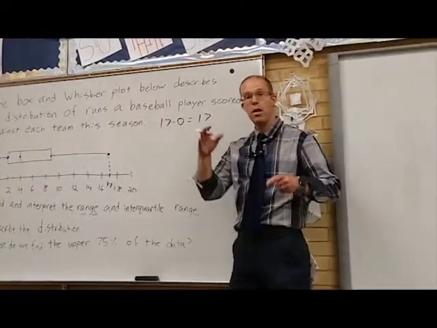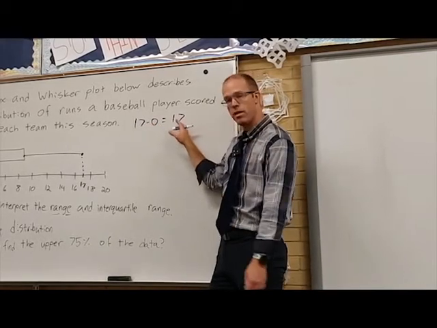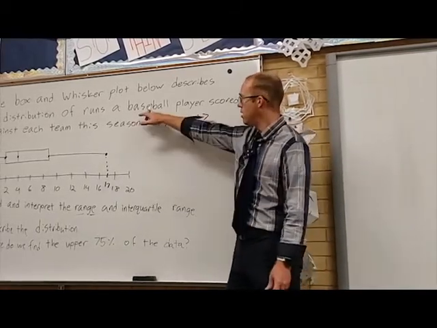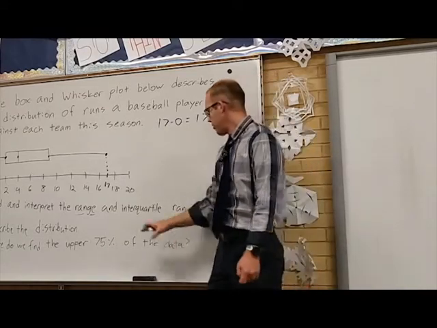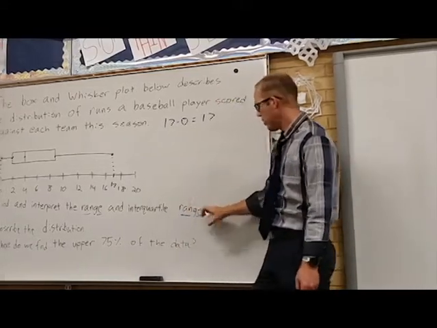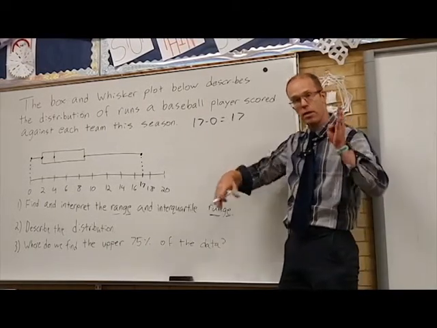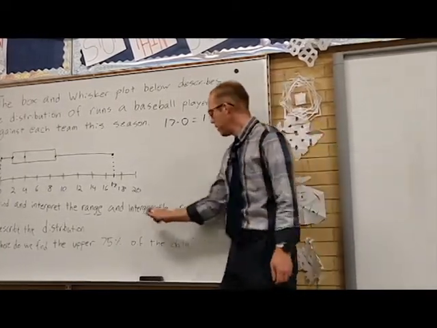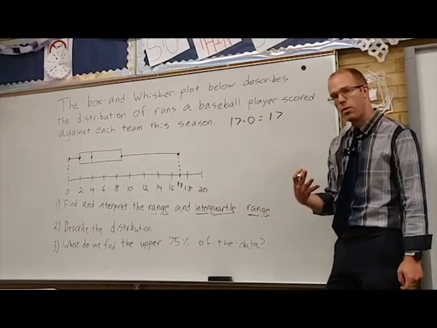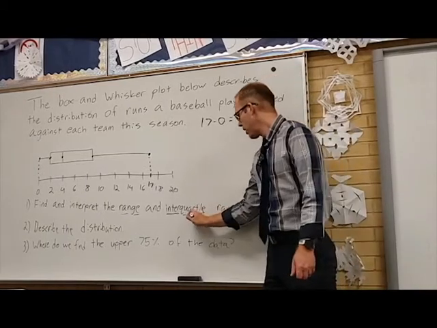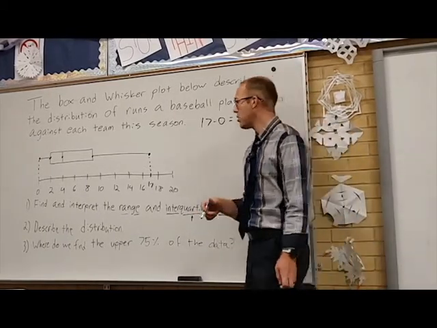That means from maximum to minimum, the most runs to the least runs, there was a difference of 17 in the performance of this particular baseball player. The interquartile range is very similar to range. We're still using that same vocabulary word, where we're finding the distance between a maximum and a minimum, but now we've got to define this, interquartile. So I like to break that word down into two parts. Quartile talks about the quartiles that we did before to create our box and whisker plot.